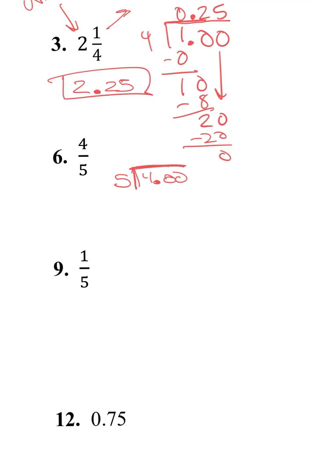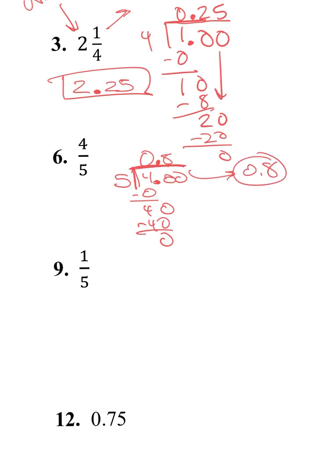5 will not go into 4, so put a 0. 0 times 5, 0. Subtract those, I get 4. Bring down the 0. 5 will go into 40, 8 times. 8 times 5 is 40. Subtract those, I get 0. Bring up the decimal point. And 4/5 is the same thing as 8/10. Let's go ahead and write that over here to the side. So 0.8 or 8/10.